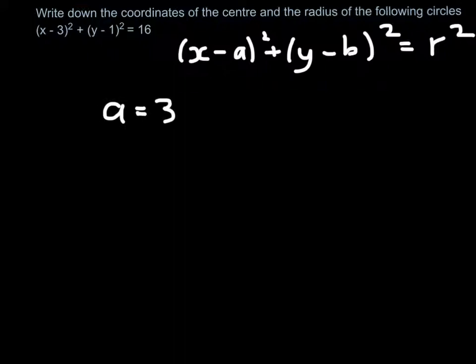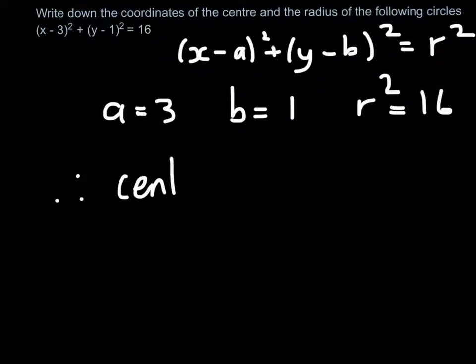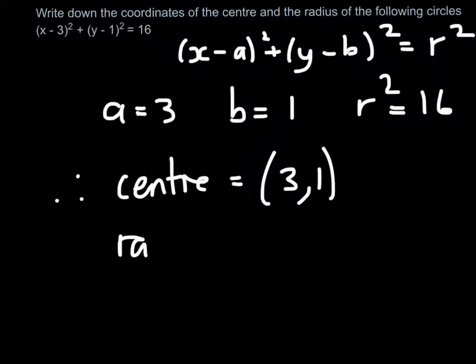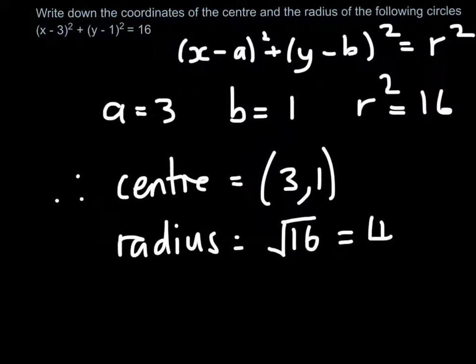That's easy to see. Your x and y coordinates are the opposite of the numbers that are in that bracket. So in the x bracket we have negative 3, so our x coordinate is 3. Whereas in the y bracket it's negative 1, so the y coordinate is 1. And we've also got r squared is equal to 16. So we are going to have to do a little bit of work with that number. But anyway, our centre is 3, 1. And our radius is just going to be the square root of 16, which is equal to 4. Alright, done. Dead simple.